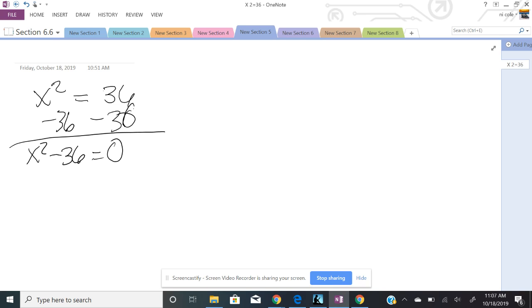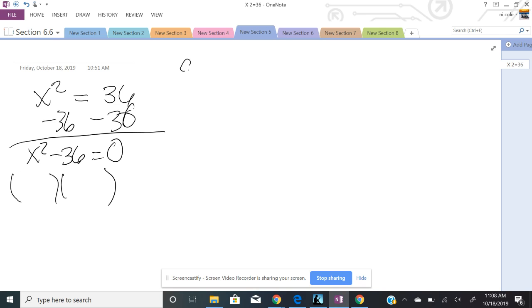Am I in descending order? Yes. Is there a greatest common factor? No. All right, so let's go ahead and factor. Okay, and this is one of those special rules. This is a perfect square. This is a perfect square.